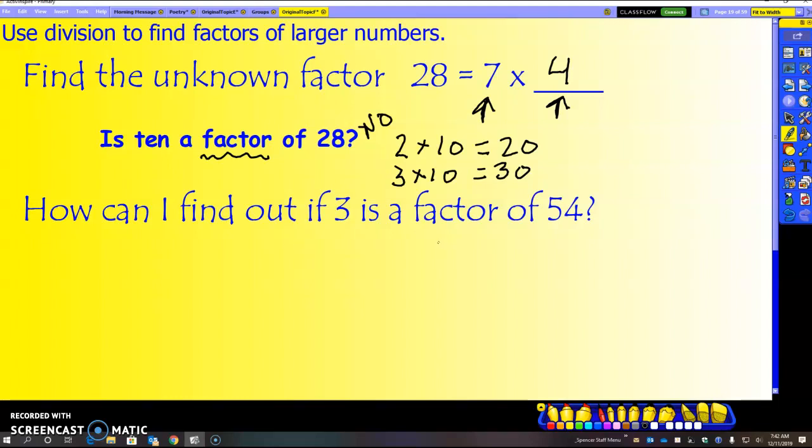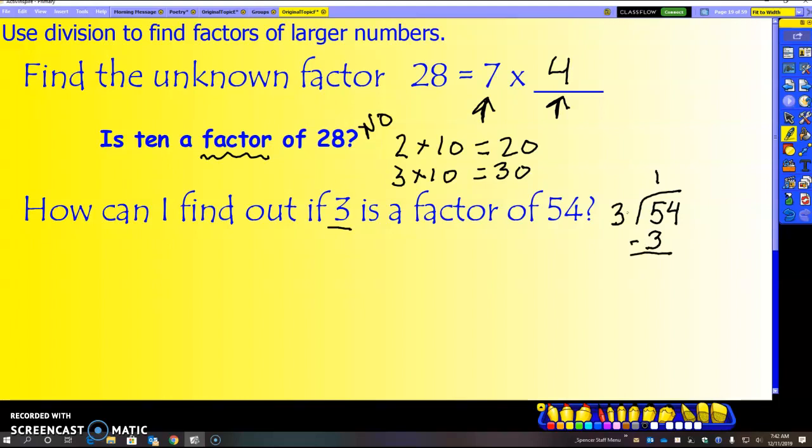How can I find out if 3 is a factor of 54? Well, we're going to use the strategy of long division that we've been working on really hard in the past couple weeks. Okay, so if I want to know if 3 goes into 54, well, let's test it out with long division. Okay, so if I test this out, I have 3 goes into 5 one time.